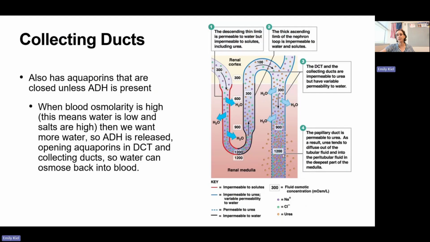And it's going to be in this deep part of the medulla, providing even more encouragement for water to follow and be conserved.